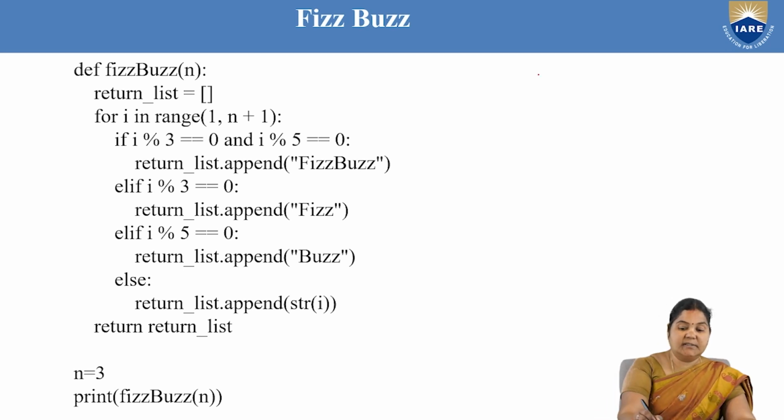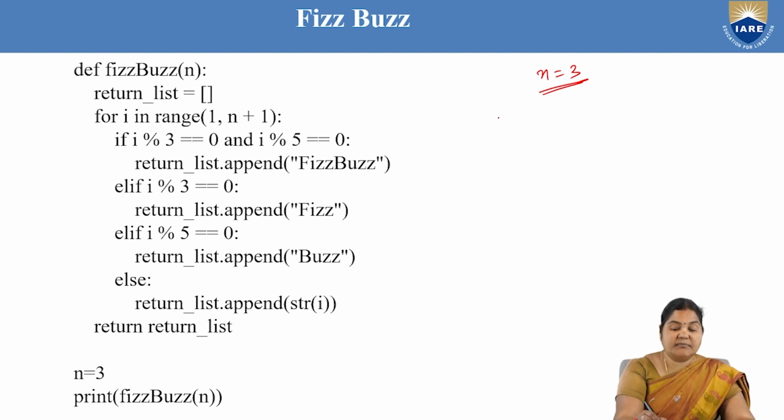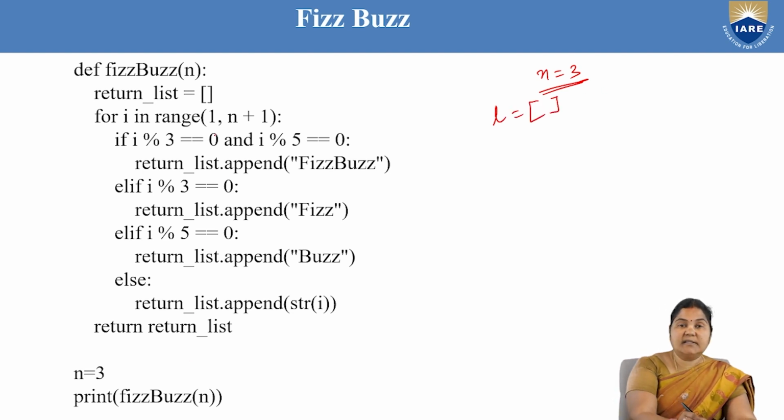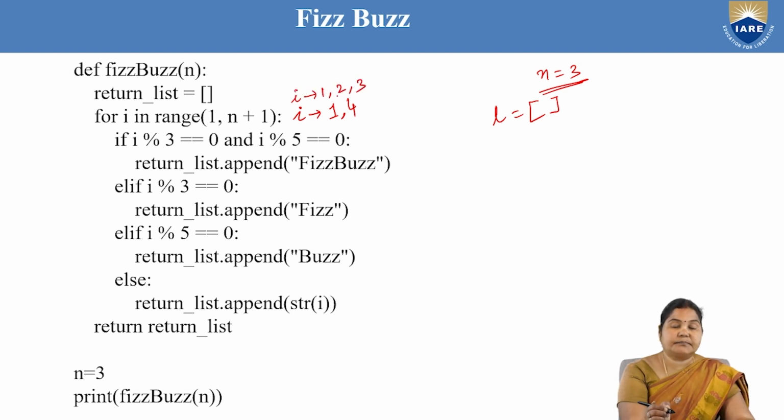Now for n is equal to 3. We have taken one return list which is initially empty. For i in the range of 1 to n plus 1. What is the value? n plus 1 is 4. So 1 to 4, that means i will take up the values 1, 2 and 3.